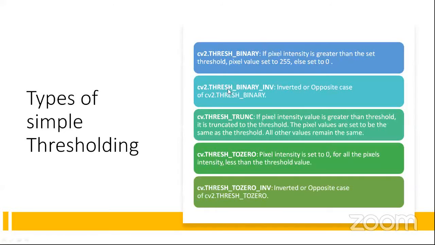And THRESH_BINARY_INV is just the inverted case. If the pixel is greater than the threshold, you will assign it a 0, and else you will assign it a 255. THRESH_TRUNC: if the pixel intensity is greater than the threshold, it is truncated to the threshold, and all the other pixels remain the same. THRESH_TOZERO: pixel intensity is set to 0 for all pixel intensities less than the threshold value. And this is just the inverted case of it.